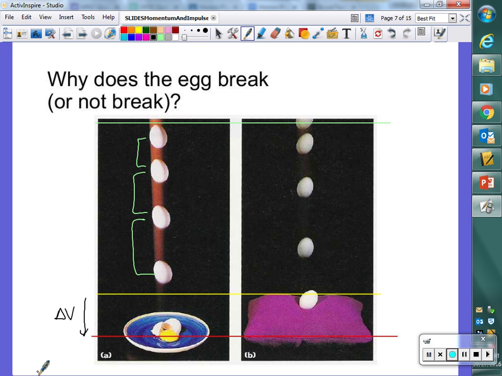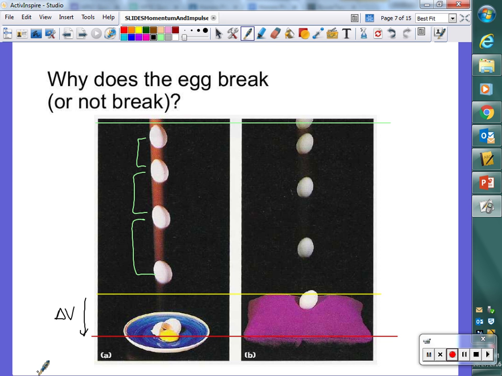Okay? So the yellow line, they're going the same speed. The red line, they're stopped. That's negative acceleration. And if there's negative acceleration, there has to be what? A net force, right? So in the case of the picture on the right, what is supplying the net force to make the egg stop? The pillow. In the picture on the left, what is supplying the net force to make the egg stop? The plate. Okay? Obviously, those are two different objects.